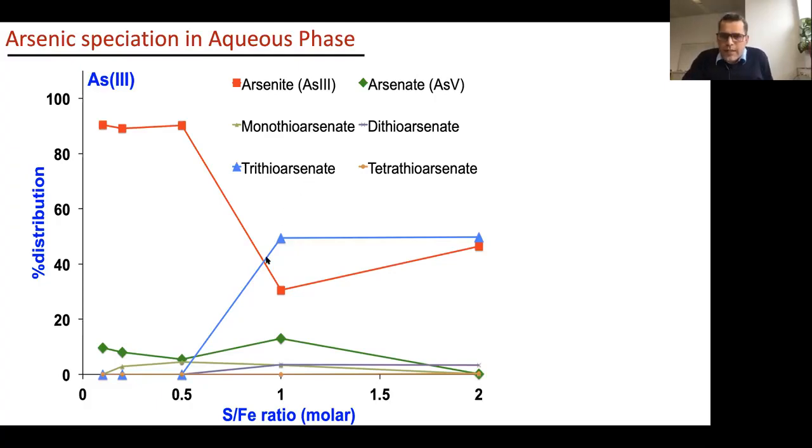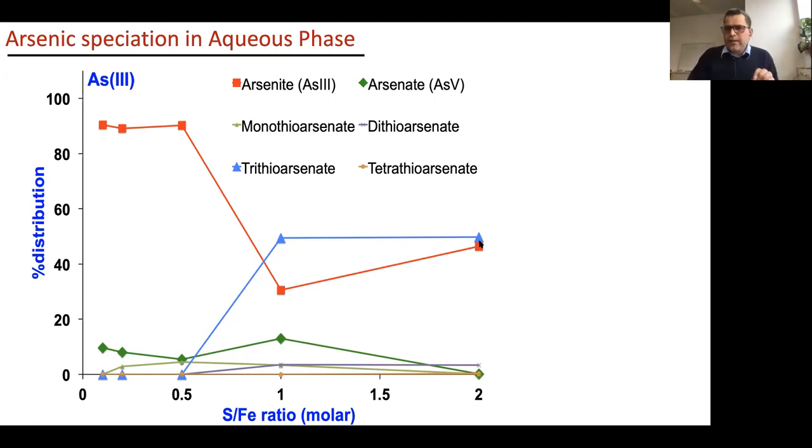What we found is that as we increase the sulfide concentration, the arsenic 3 concentration decreases, and what we see is trithioarsenate. We did detect a little bit of arsenate, which is arsenic 5, due to oxidation. But at the end of this experiment, which was 12 weeks of experimental duration, what we found is that in equilibrium, we have more or less the same concentration of arsenite and trithioarsenate speciation. That's from the arsenic 3 experiment.